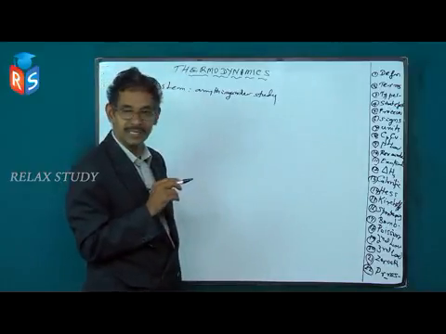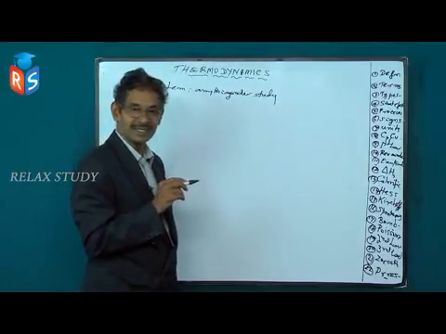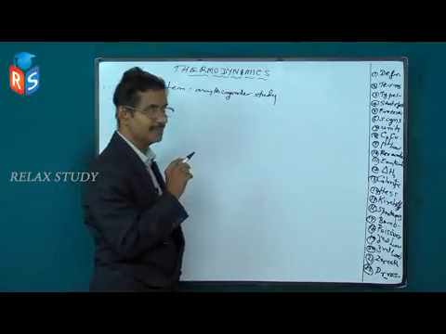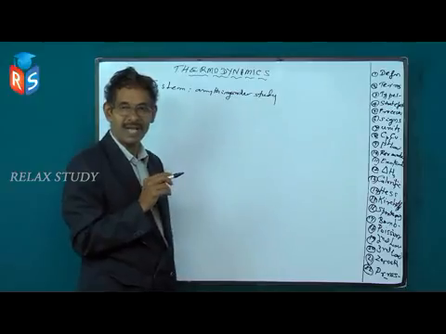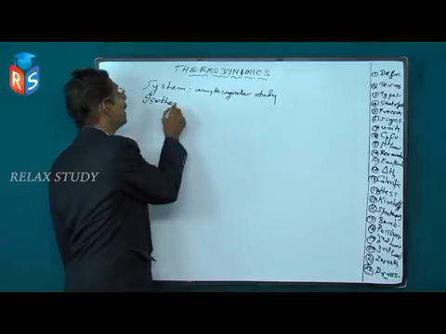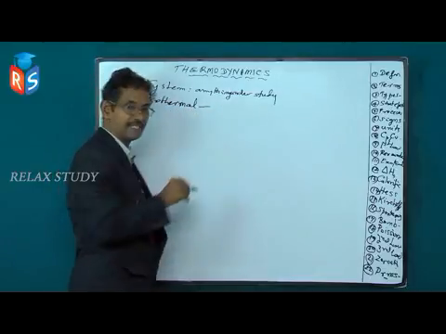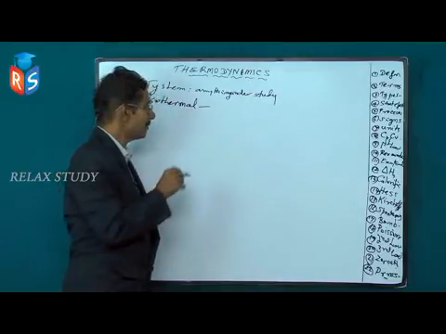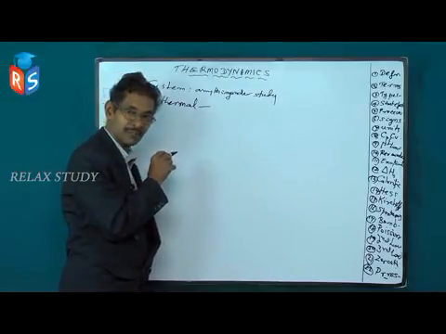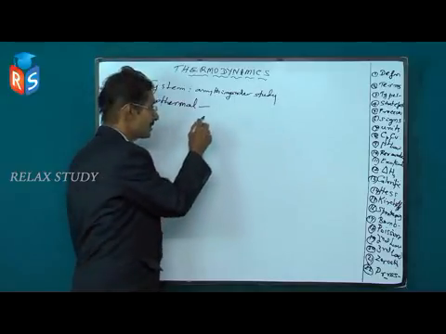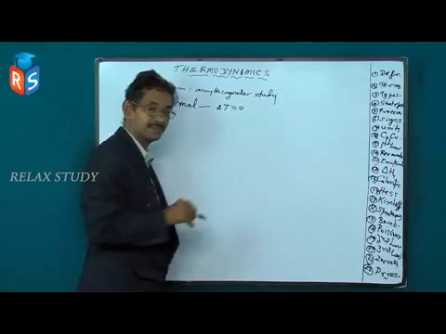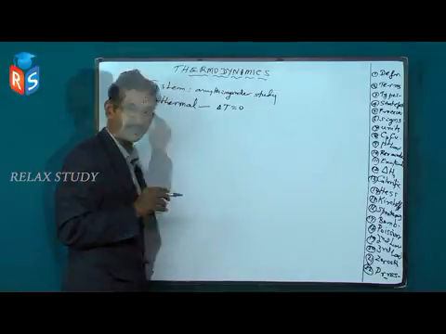Now we'll deal with the types of changes that are relevant under thermodynamics. The types of changes are isothermal changes. Isothermal means the same temperature, no change in temperature. The temperature remains constant. In other words, you can say delta T equals 0. That's the meaning of isothermal.